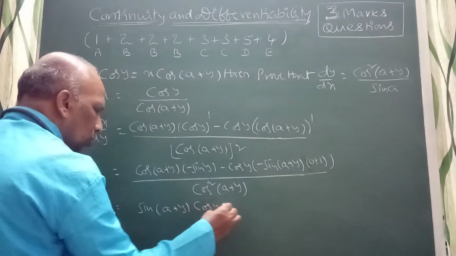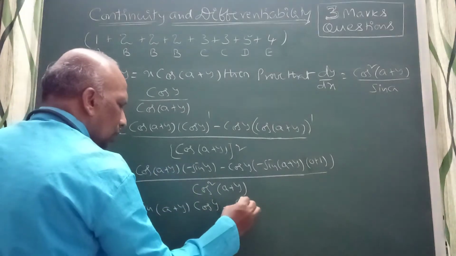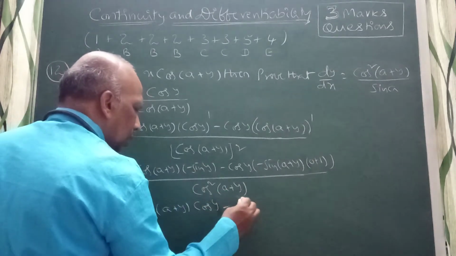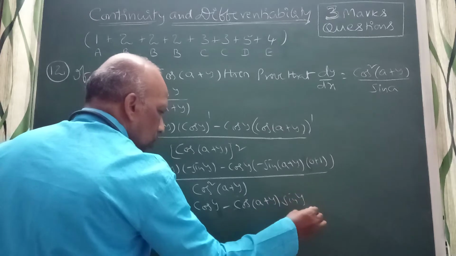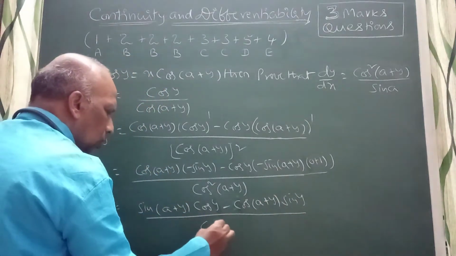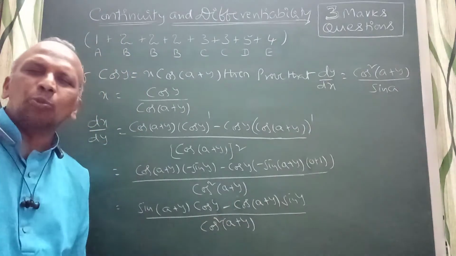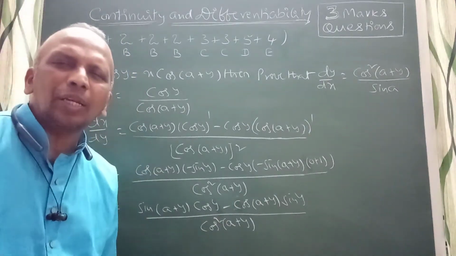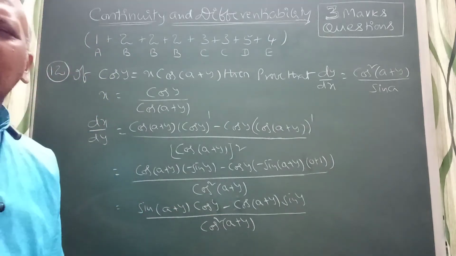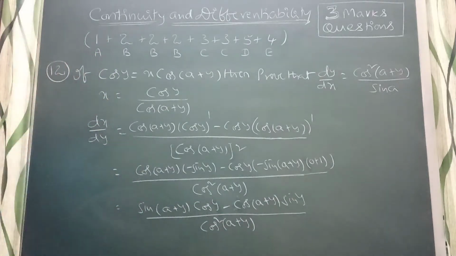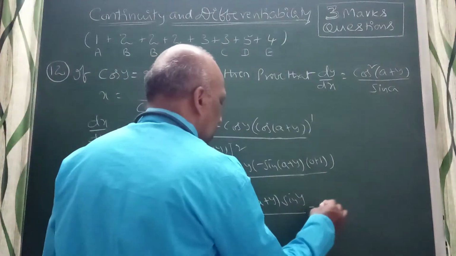cos y minus cos of (a plus y) sin y, over cos square of (a plus y). You observe the numerator. The numerator is like sin a cos b minus cos a sin b. Since sin a cos b minus cos a sin b, I can write sin of (a minus b).